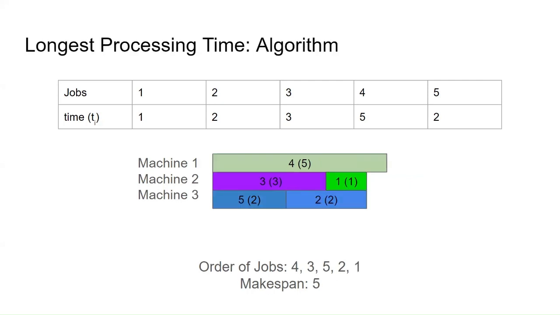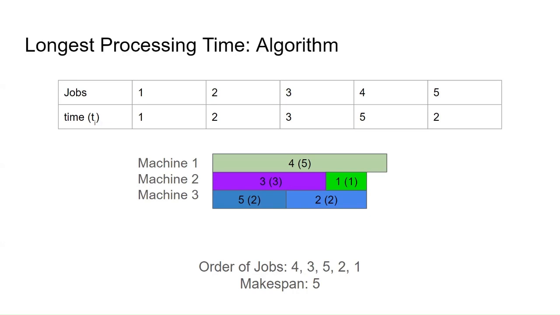Now this is the same set of jobs, but in this example, before we even start the algorithm, the jobs are sorted in decreasing order of their respective times. So for this example, the order of jobs is now going to be 4, 3, 5, 2, 1, while the first order was originally 1, 2, 3, 4, 5.